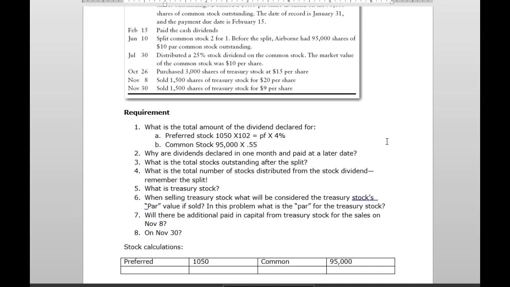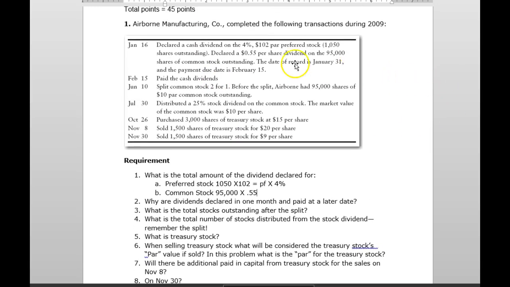So here's a chance. Then they want to know, we did a stock split, and the stock split was right here, June, and we had 95,000 shares, and they split them 2 for 1, which means they doubled them. So how many shares are there now available? That would be right here, so that's 95,000 times 2. Remember that total because you're going to need it.